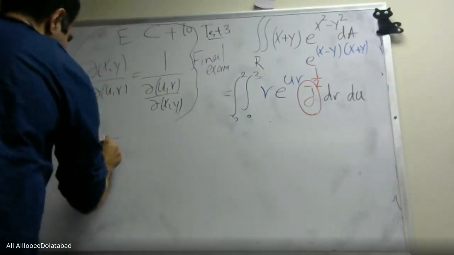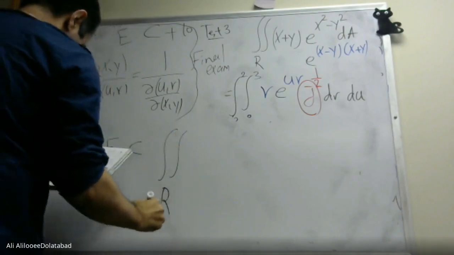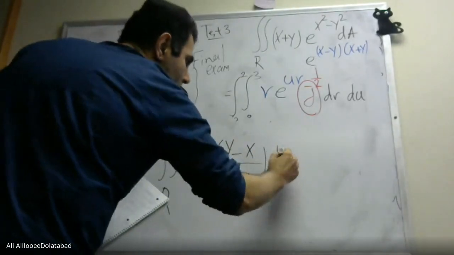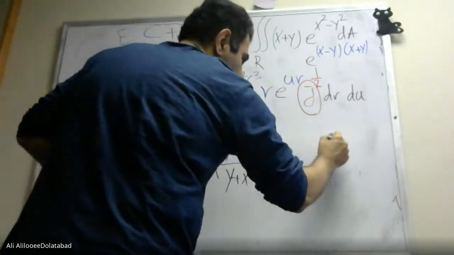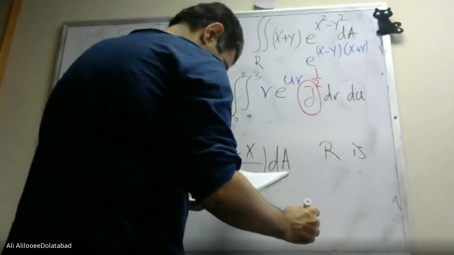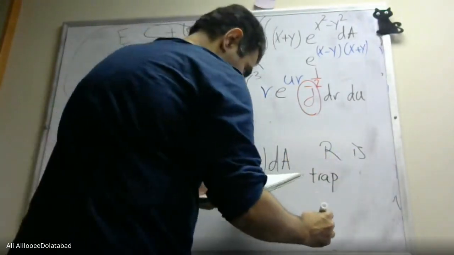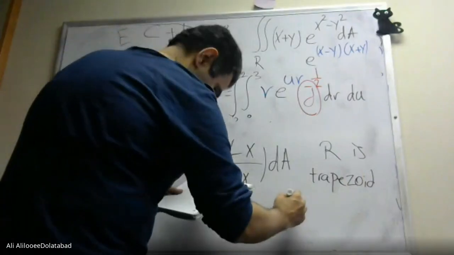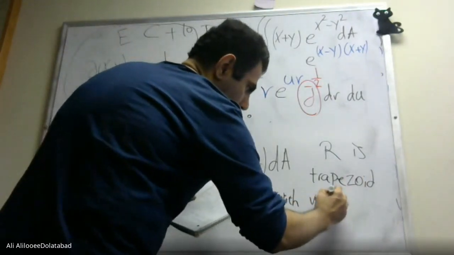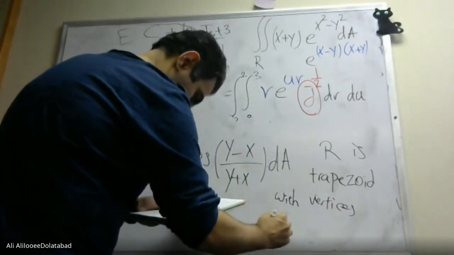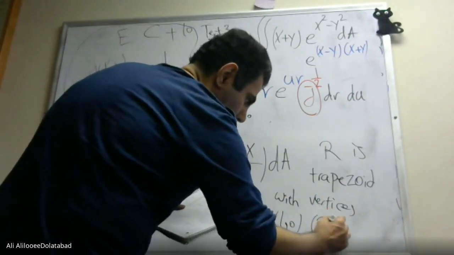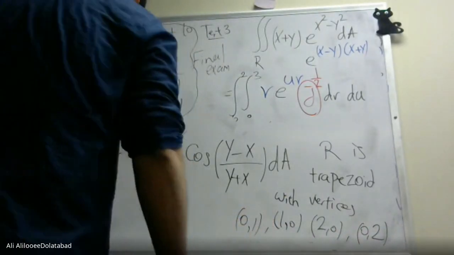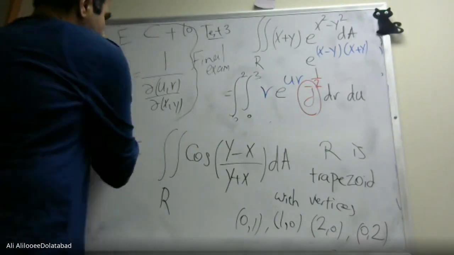Another extra credit. Please find this integral over R of cos of (y minus x) over (y plus x) dA, where R is the trapezoid with these vertices: (1, 0), (2, 0), (0, 2), (0, 1). Okay. Then this is another extra credit.